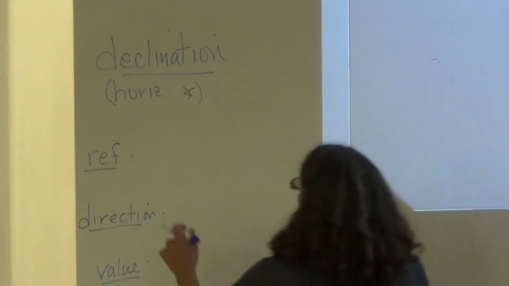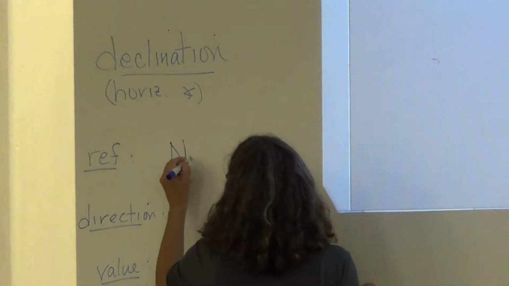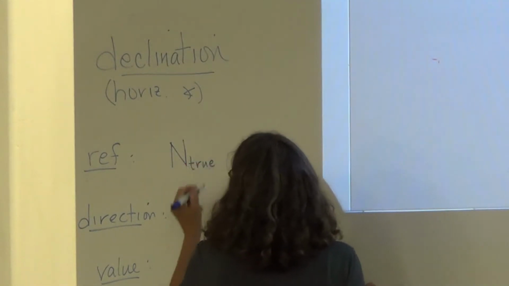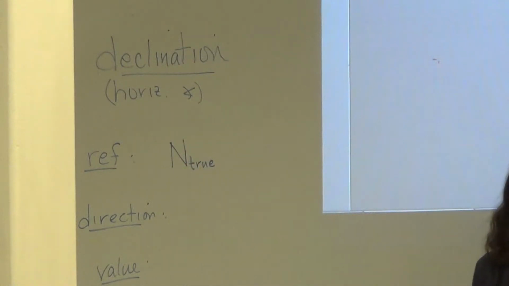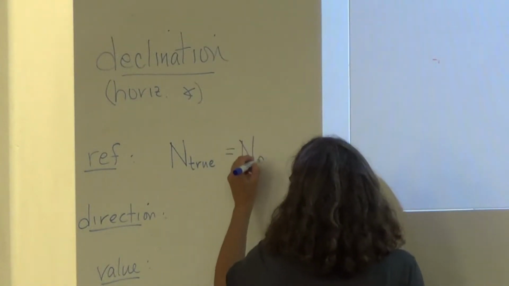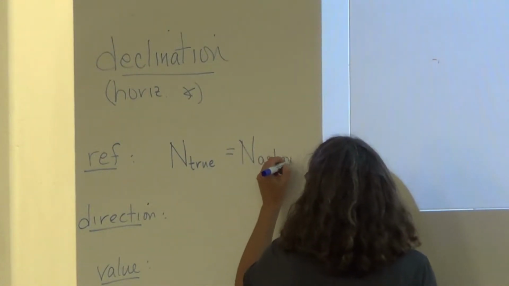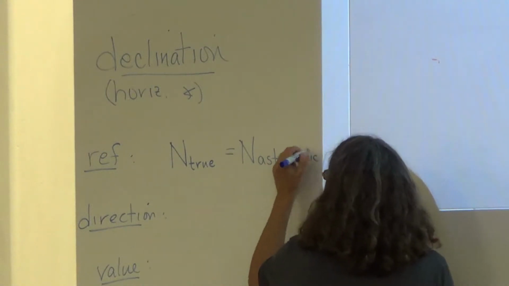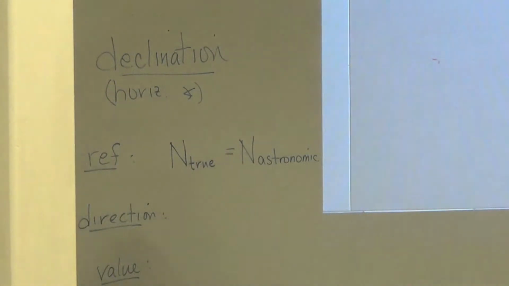The reference for a declination is true north. Can you see how I write that? North sub true. And your textbook doesn't call it true north. Instead, they call it astronomic. So you could call it whichever you want, but I'm just going to call it true because it's perfect.